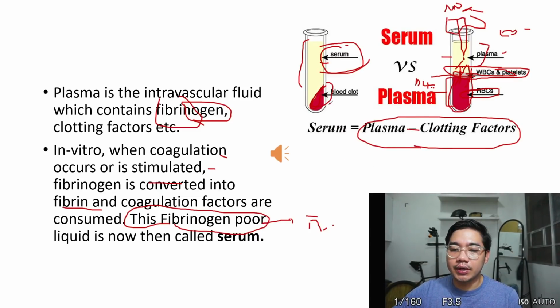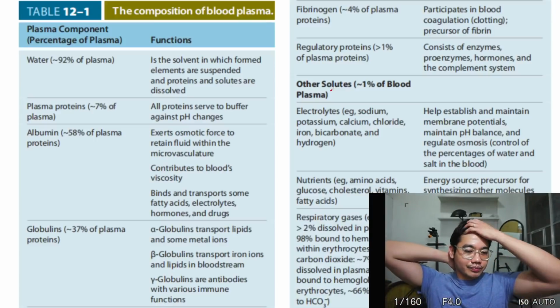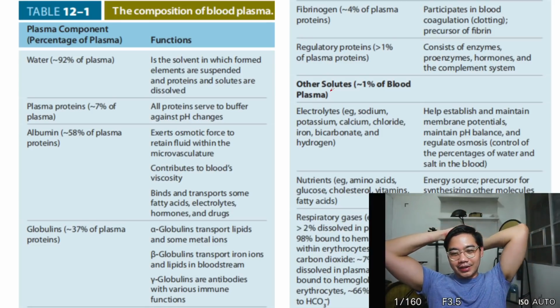So this is your blood clot because your fibrinogen is converted into fibrin. So where is the fibrin now? The fibrin is in your blood clot already. Right? Clotting factors. They all became a clot. Hope you understood that. So here, that's it. These are the components of your plasma, no?